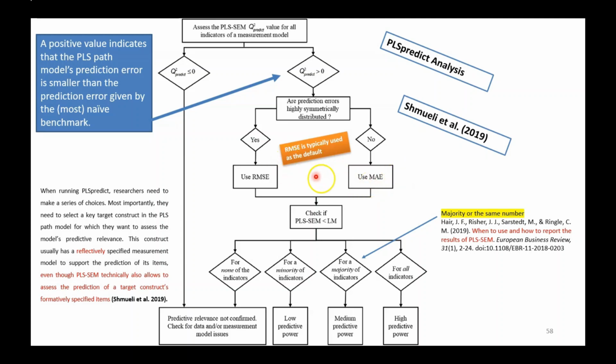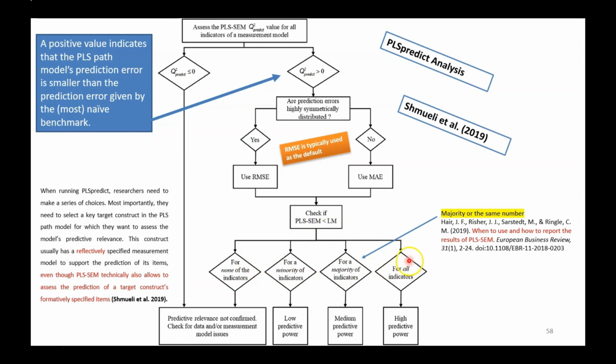So after checking this, you have to make a decision on whether you would like to focus on your analysis based on RMSE or based on MAE. And now at the last stage, you have to compare the prediction errors based on PLS and also based on the linear model. And what you want to see is that the prediction errors of the items based on PLS are smaller than the prediction errors of the items based on the linear model.